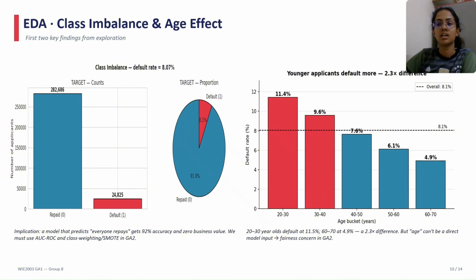Thank you. Two findings. On the left, severe class imbalance. Only 24,825 defaulters out of 307,511. So we'll use area under the ROC curve, not accuracy, plus class weighting in GA2. On the right, age. 20 to 30-year-olds default 2.3 times more than those in their 60s and 70s. But age can't be a direct feature, and that's a fairness signal that we'll handle in GA2.